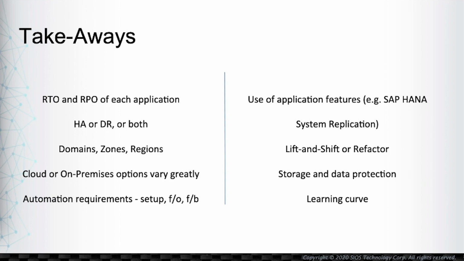Think about domains, zones, regions, on-prem. How are you going to bring these systems together? How are you going to configure this? And what about your automation requirements? Is manual okay? Some systems it is, because your recovery time is long enough that manual is okay. Typically, automation is important to get things failed over and failed back.